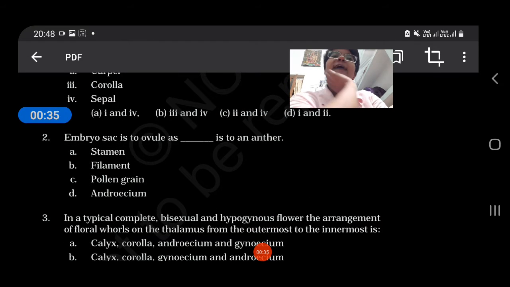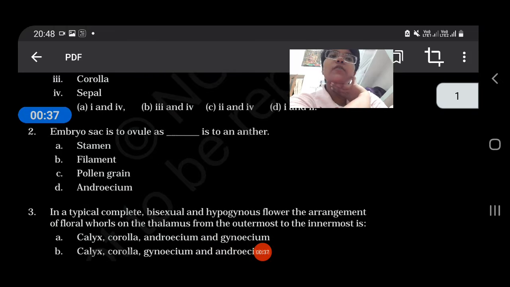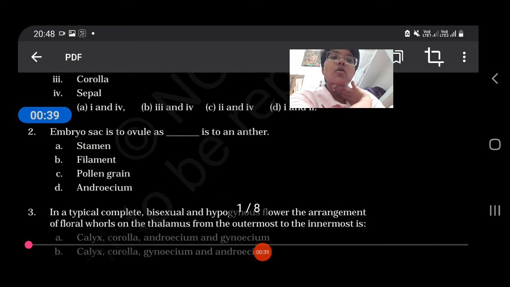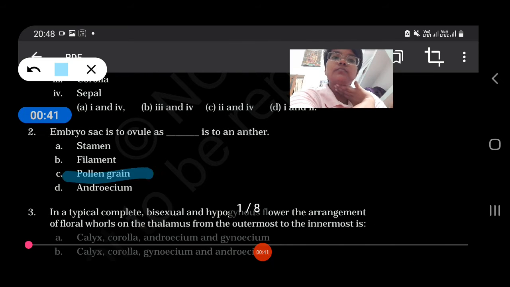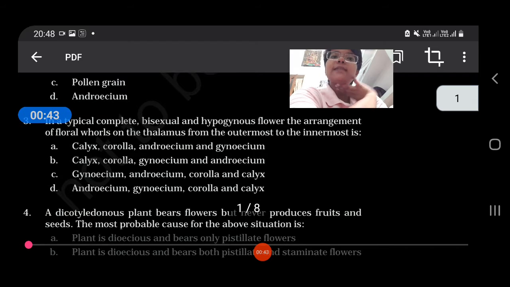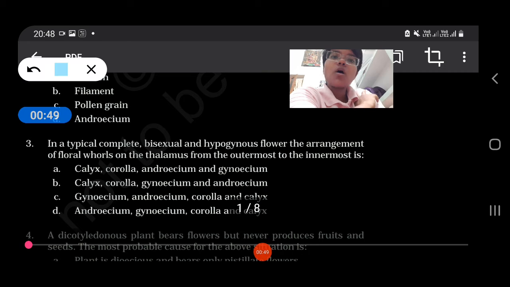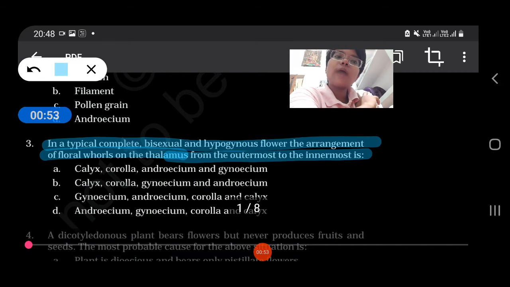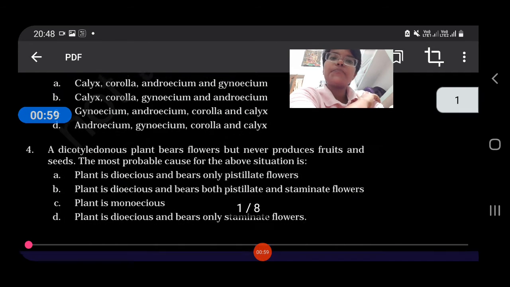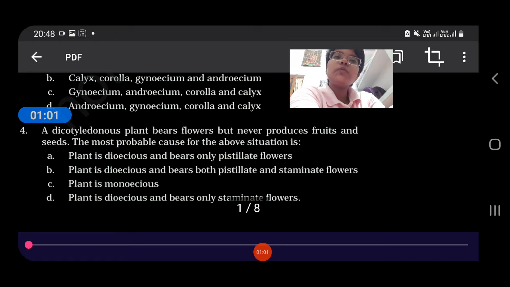Embryo sac is to ovule as pollen grains is to an anther. Okay. Now, in a typical complete, bisexual and hypogynous flower, the arrangement of floral whorls on the thalamus from the outermost to the innermost is calyx, corolla, androecium and gynoecium. Okay.